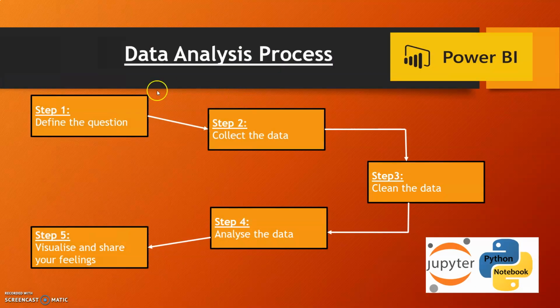Data analysis process. In step number 1, we define our question or the problem. In step number 2, we collect the data set. In step number 3, we clean the data. In step number 4, we analyze the cleansed data. And in step number 5, we visualize and share our findings.